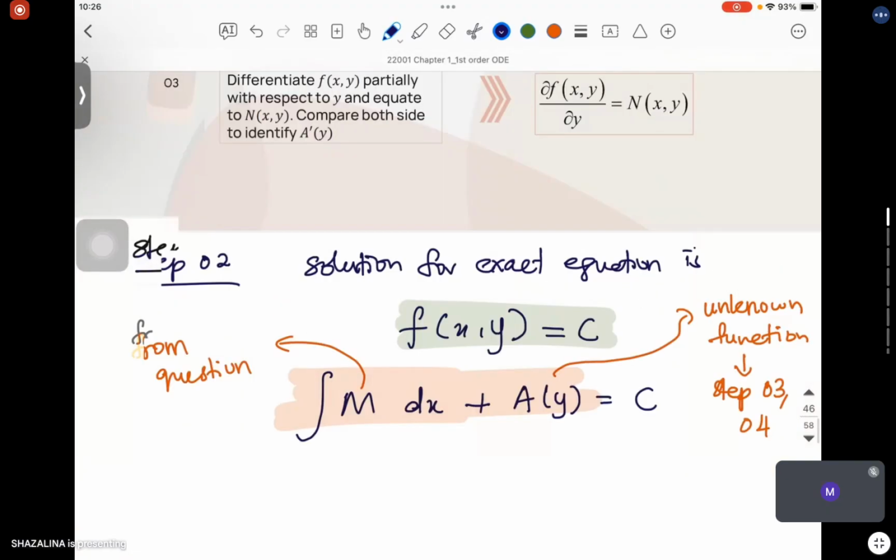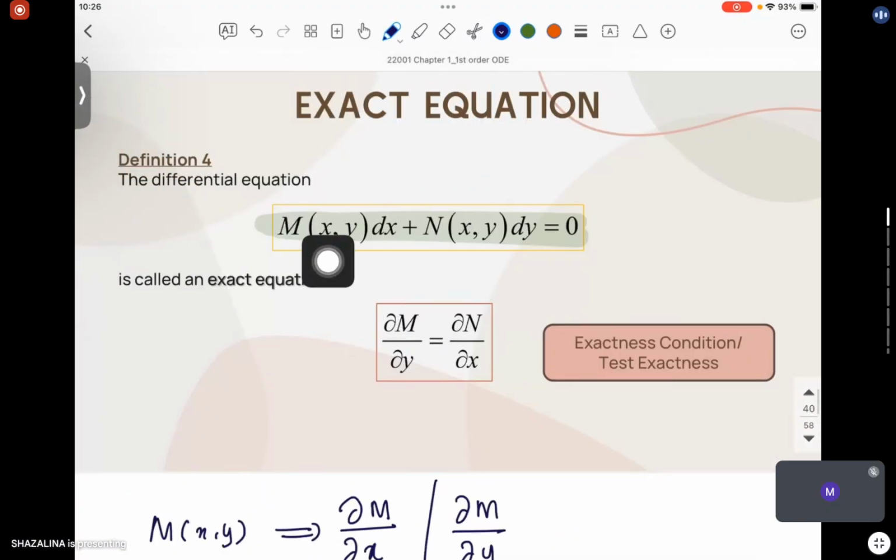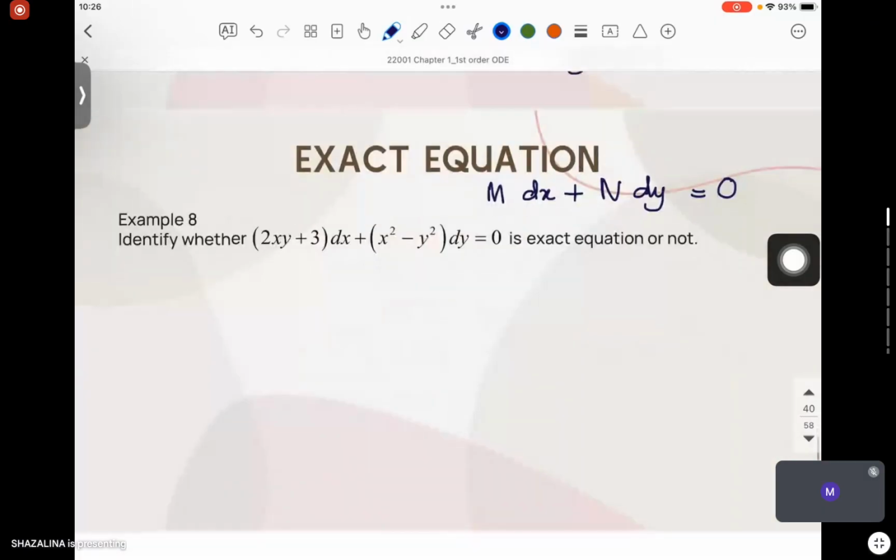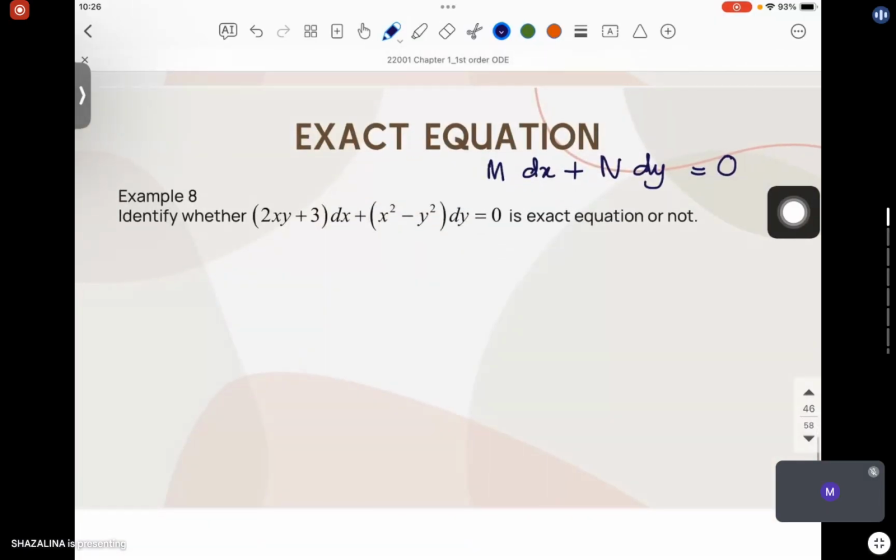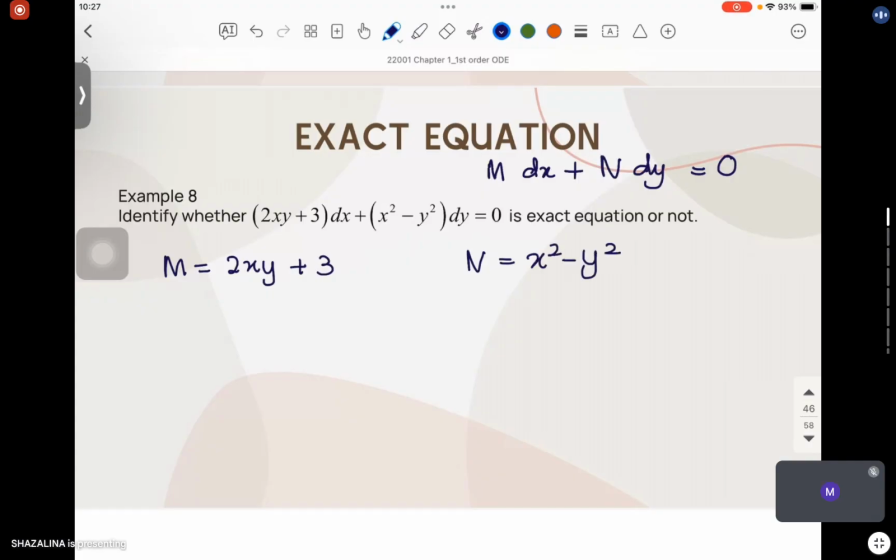Ataupun bentuk kat atas ni sama je. Ni M dx plus N dy equals to 0. Yang ni ditulis penuh. M a function of x and y, N a function of x and y. Tapi saya tulis M saja dengan N saja. Okay, so in this case, first identify M. Tadi saya cakap M is a pair with dx. So in this case, M equals to 2xy plus 3. Then N apa? N is pair for dy. So in this case, x square minus y square.